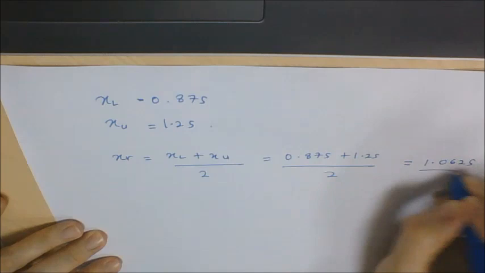Okay guys, since the question only asks for 3 iterations, this will be your final calculation, and your final answer shall be that XR equals 1.0625.